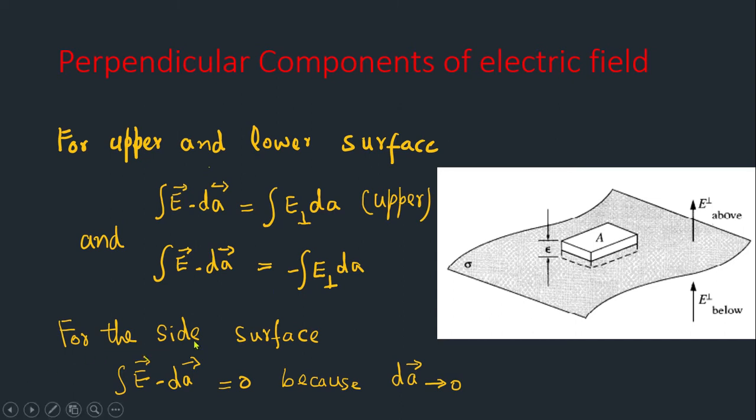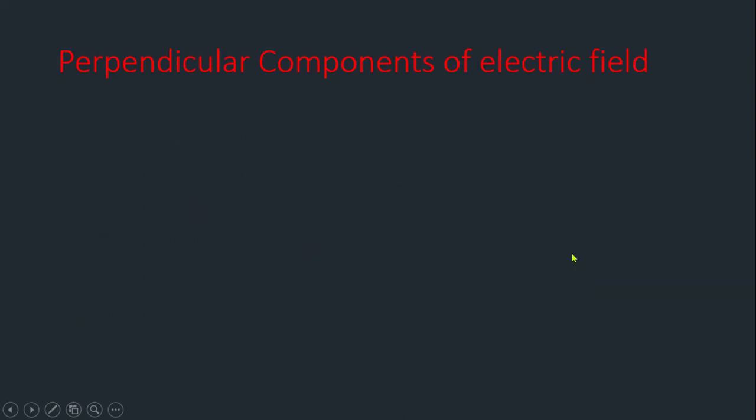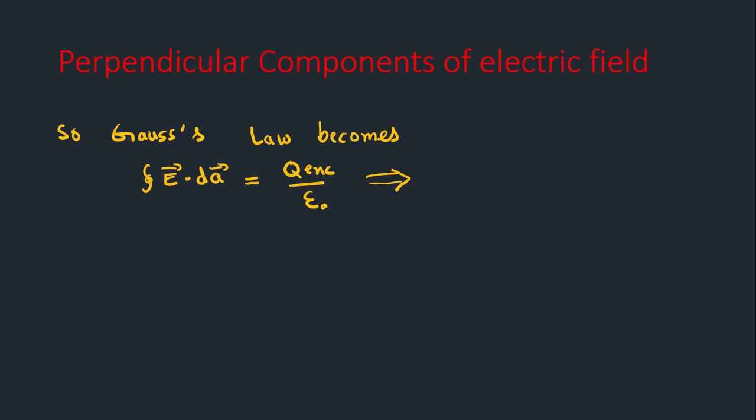And for the side surfaces, these are the 4 side surfaces, for all these surfaces the surface integral becomes equal to 0 because the area approaches 0 for all these side surfaces. So Gauss's law becomes closed surface integral E dot dA is equal to Q enclosed over epsilon naught.